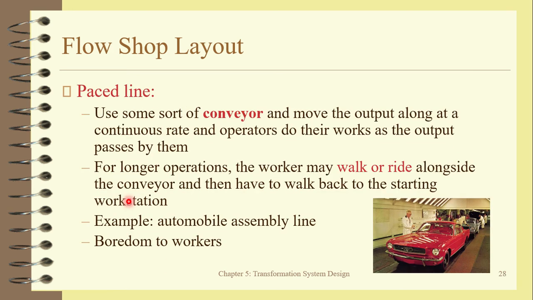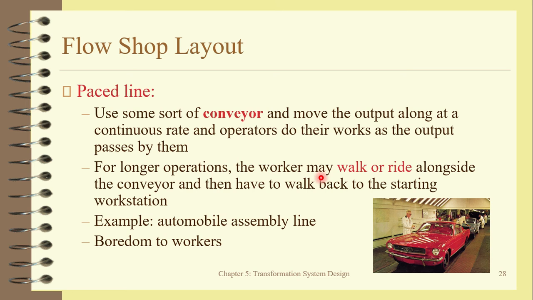Two kinds of flowchart that you could come across. The first one, we call it pace line. For the pace line, normally we have some sort of conveyor to move the output along the line at a constant rate. And whenever the operator finishes the job, they put their finished part onto the conveyor, and the conveyor will move the part. So the movement of the part will be constant, right? You can see that in the automobile assembly line.